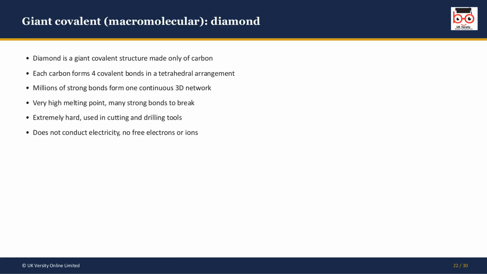Now some structures. Diamond is a giant covalent, or macromolecular, structure made entirely of carbon. Each carbon forms 4 covalent bonds in a tetrahedral arrangement, and millions of these strong bonds link up into one continuous 3-dimensional network. That gives diamond a very high melting point, because so many strong bonds must be broken. It's extremely hard, which is why it's used in cutting and drilling tools. And it doesn't conduct electricity because there are no free electrons or ions.